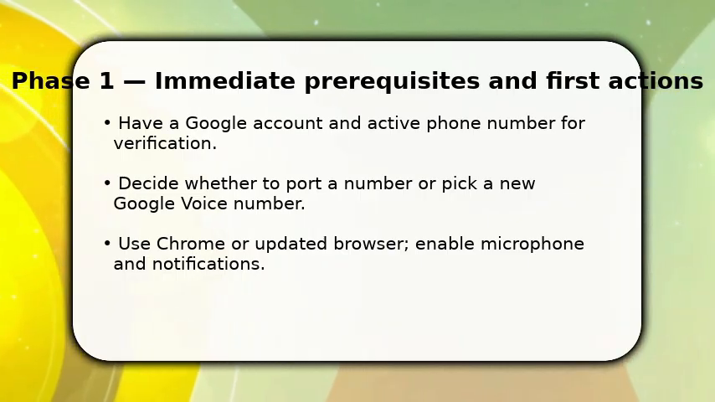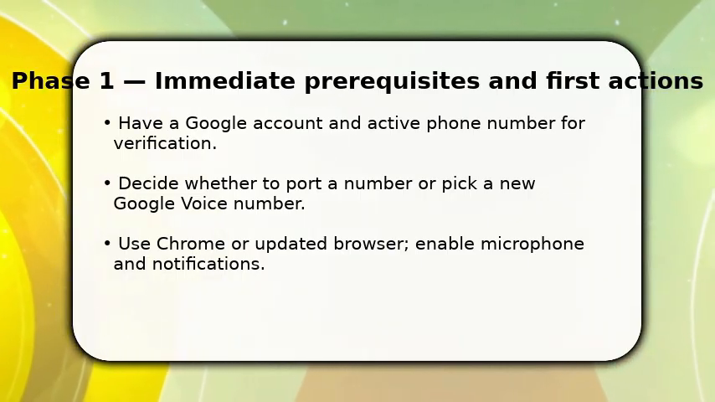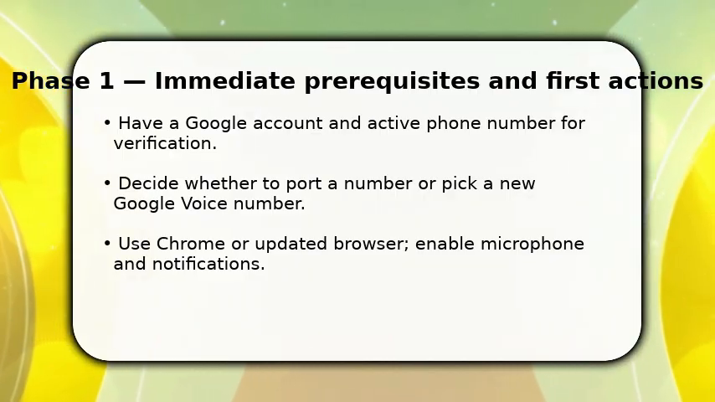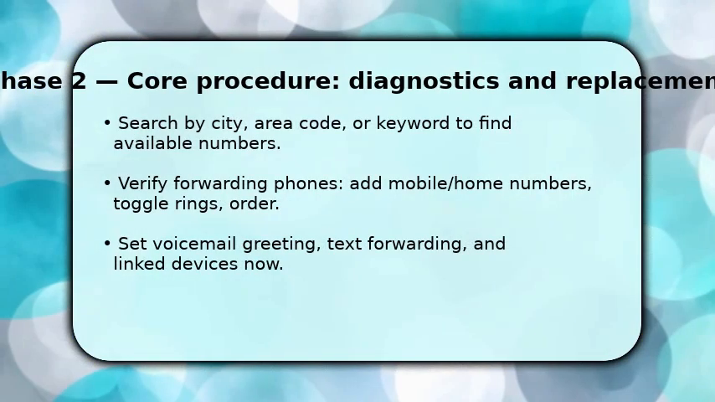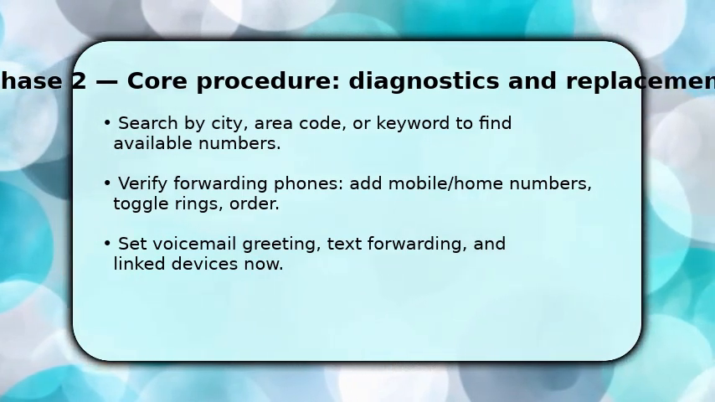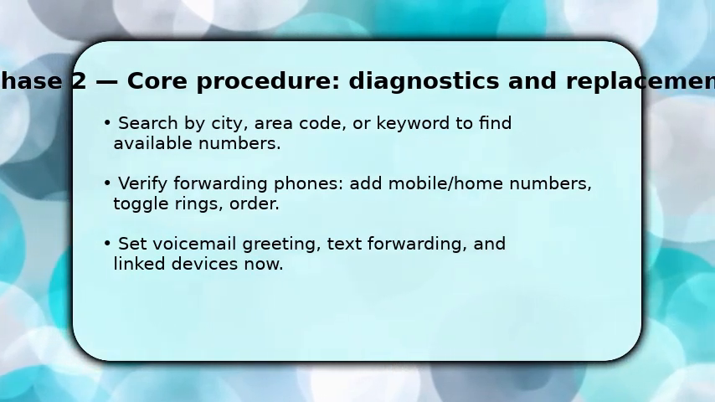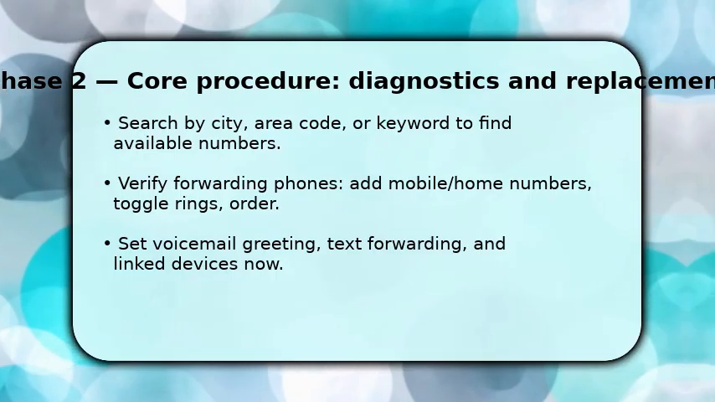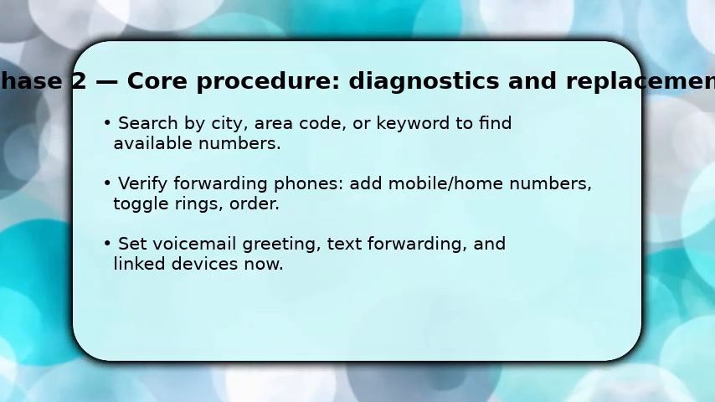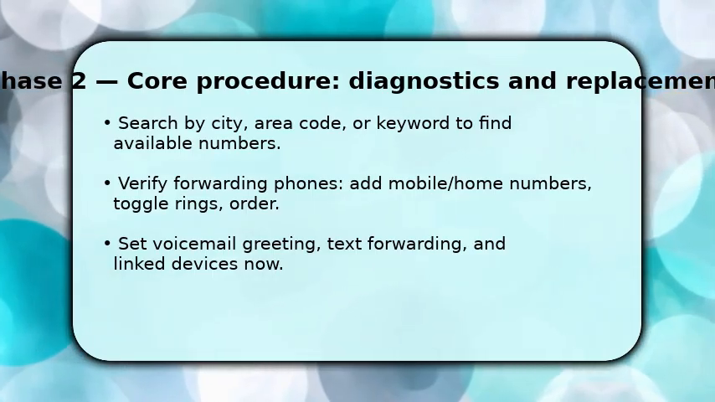Make sure to allow verification calls or SMS when prompted, because Google needs to link the account to your real device before continuing. Once done, select a number, search by city or area code so results match your region. You then add forwarding phones, enter your mobile or landline, and complete the verification call or code. This connects calls to devices you own.